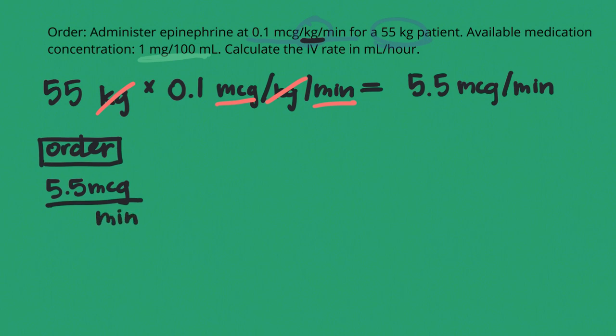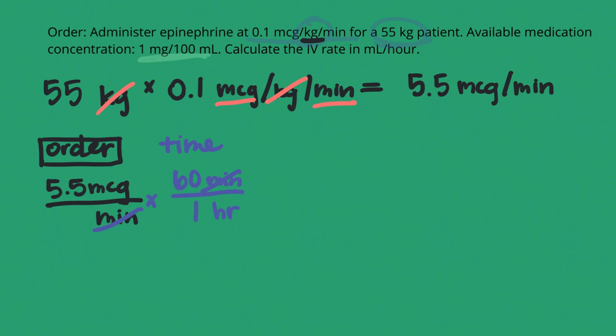Our first question is what we look at first. Do we need a time conversion? And yes, we do. We need to go from minutes to hours. We know 60 minutes is equal to 1 hour. And there we go. Now our bottom's an hour.